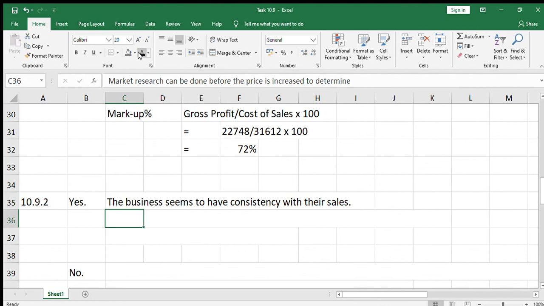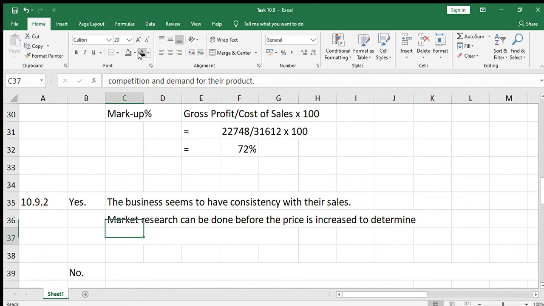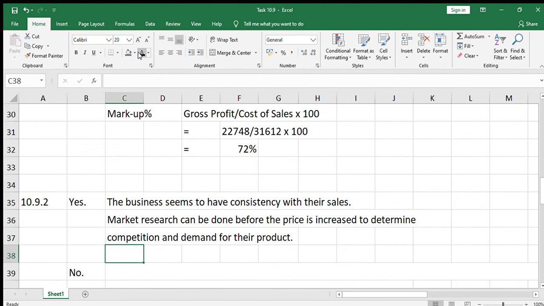Which means that they're able to sell the products that they're selling. Market research can be done before the price is increased to determine competition and demand for the product. So if they are selling these shoes at 90 Rand per unit, they need to see what other competitors are charging for similar shoes. They can't increase the price if the competitors are charging a similar price to 90 Rand or even less. So obviously they'd have to do a lot more research before making up their mind.